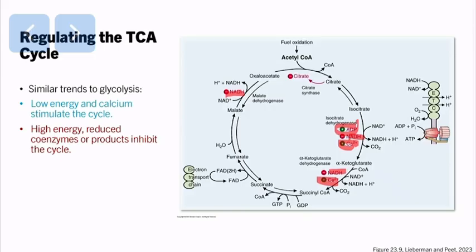Now, malate dehydrogenase is also regulated by NADH. This is product regulation, so the product of this pathway will turn it off. And this is an important step because it allows oxaloacetate, or malate, to potentially be used for another process. And you're going to see that again a little bit later when we talk about gluconeogenesis.